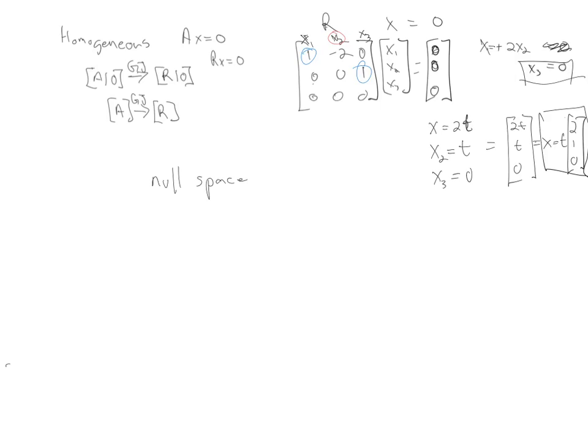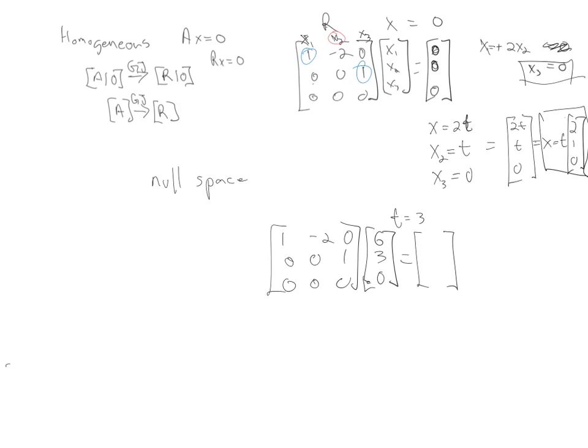Okay, so let's do something here. Let's set t equal to 3. So what would we get? We would get 1, minus 2, 0, 0, 1, multiplied by 6, 3, 0. And that would give us 6 minus 6 equals 0, and 0 times 1 is 0, and all that stuff times 0 is going to be 0. So it's just 0, 0, 0.